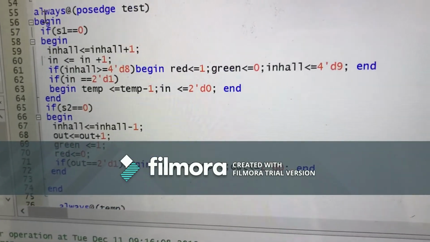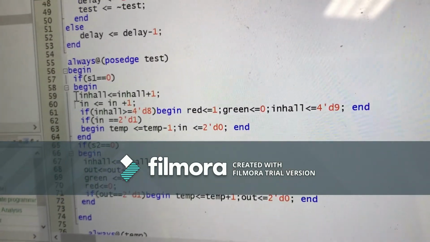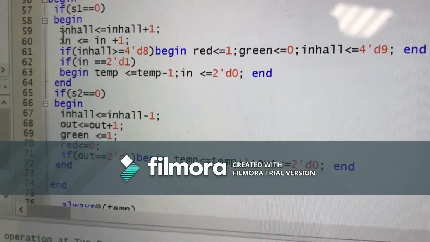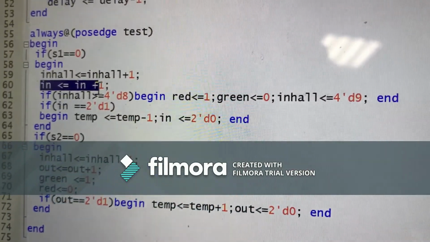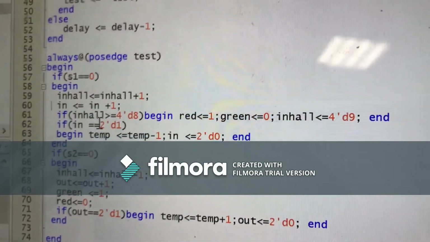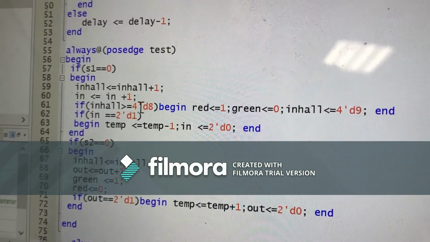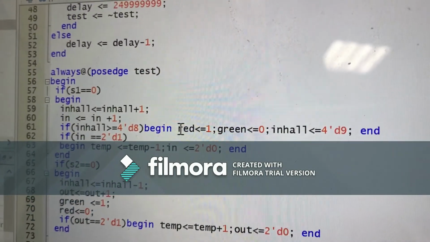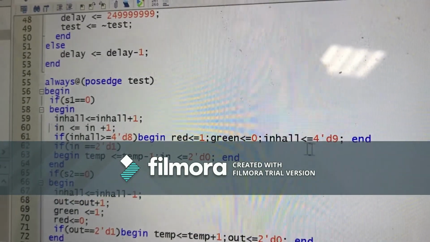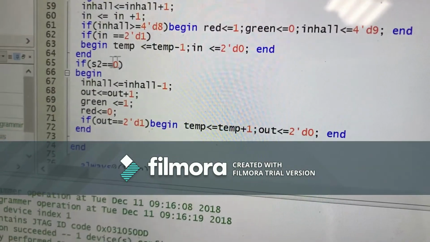So at the positive edge of the clock, when the input sensor senses a signal of 0, the number of students inside the lecture hall is increased by 1, which is the in hall, while this register, the N, is a register counting the number of students entering at this instance. When the in hall reaches 8, because we started with 0, so there are 9 students inside the lecture right now, the red LED is turned on while the green LED is turned off, and we set the in hall to 9. And if the counter reaches 2, the temperature is decreased by 1.